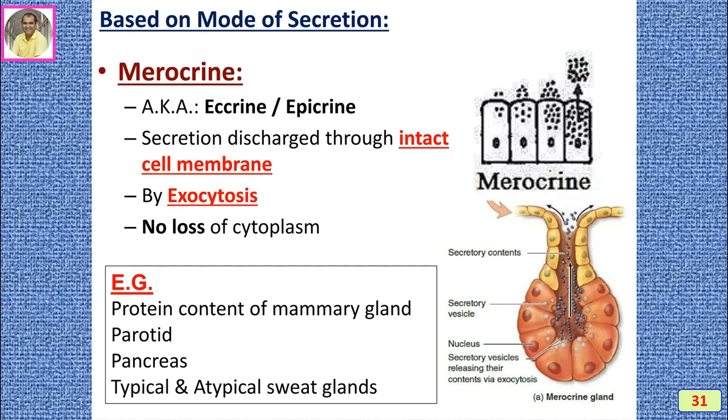Whereas the example of the merocrine glands, also known as the ecrine or epicrine glands, and secretion discharged through intact cell membrane. There is no destruction or the disturbance in the cells, and by exocytosis with ease and no loss of cytoplasm here. So, what are the example of merocrine glands means? The protein content of the mammary gland, then the parotid salivary gland, pancreatic cells which secrete some enzymes, typical and atypical sweat glands.